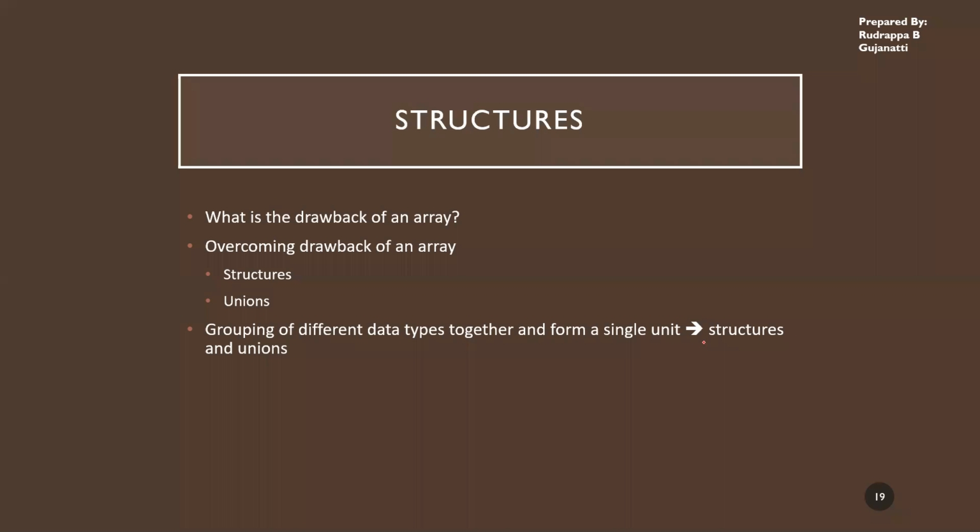So what is basically a structure or a union? It is nothing but the grouping of different data types together. As I mentioned, name, USN, roll number are all different data types. If I group them together and am able to use them as a single unit, then I get what we call a structure or a union. So this is the definition of a structure or a union: grouping of different data types together, which form a single unit.